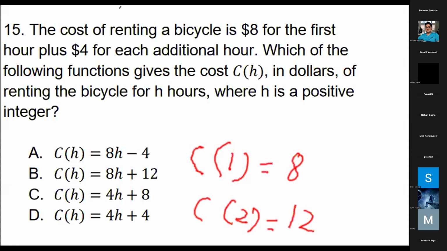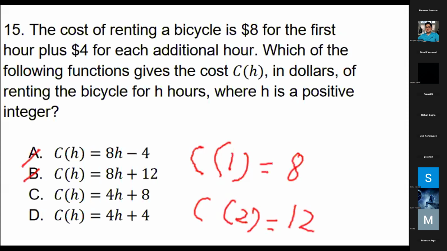So if we know that the cost of renting a bike is $8 for the first hour and $4 for each additional hour, well, that means that the slope would always be 4. So it can't be A or B because the slope is 8. This would mean that for every hour you add 8 more. So it has to either be C or D.